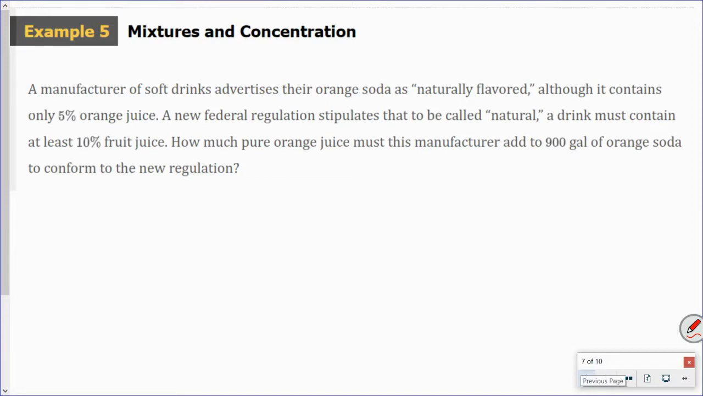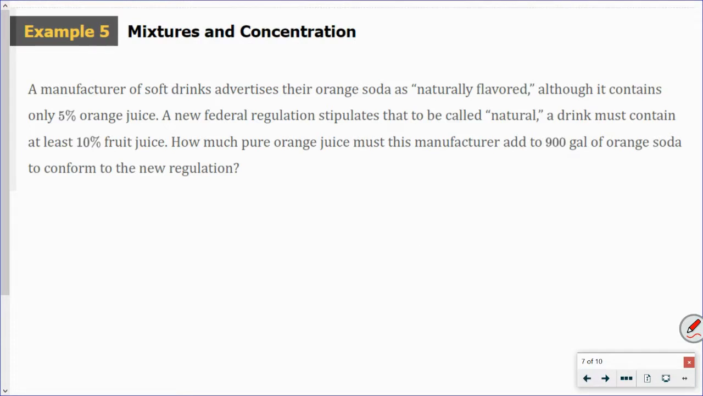So a manufacturer of soft drinks advertises their orange soda as naturally flavored, although it contains only 5% orange juice. A new federal regulation stipulates that to be called natural, a drink must contain at least 10% fruit juice. How much pure orange juice must this manufacturer add to 900 gallons of orange soda to conform to the new regulation?